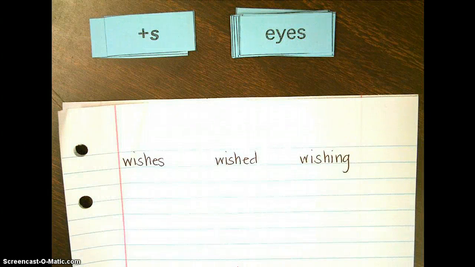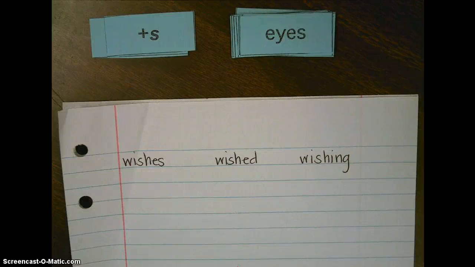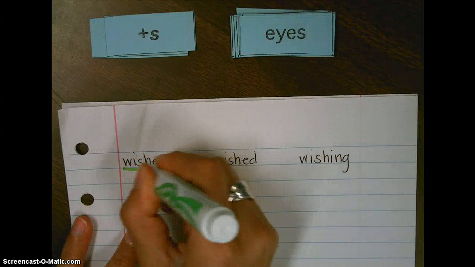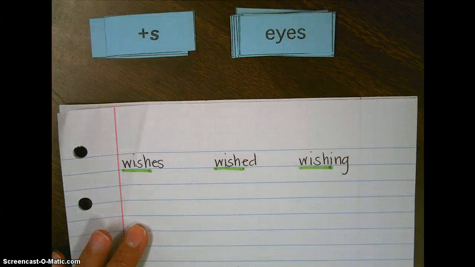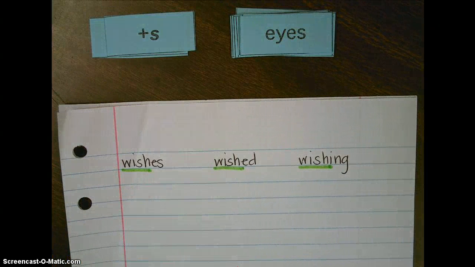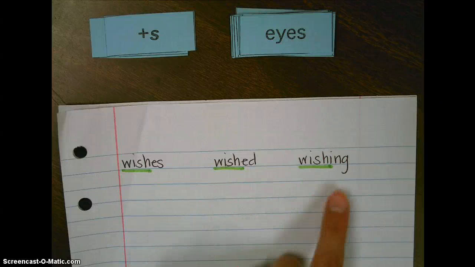Before going on, I want to take a look at three words that are not on your list real quick. Wishes, wished, and wishing. These three words all have the same base word. That is wish. I see wish in all three of these words. The base word is a word to which endings can be added. In this case, we added ES, in this case, ED, and in this case, ING. All of your words this week will have base words.